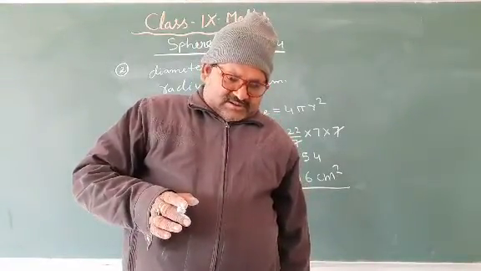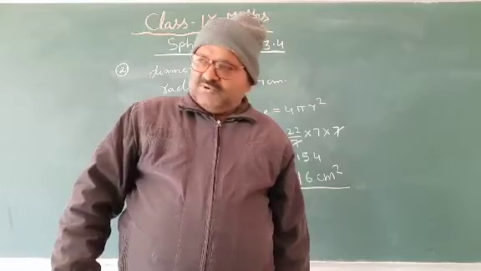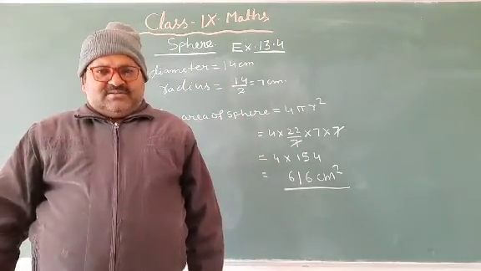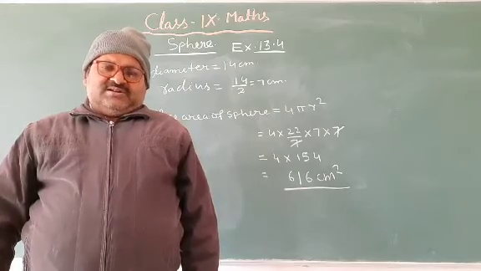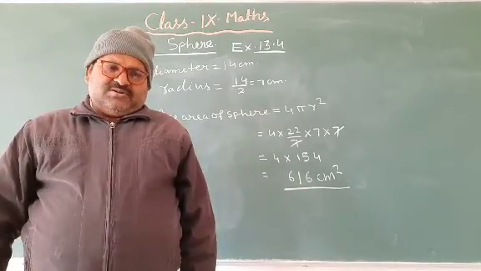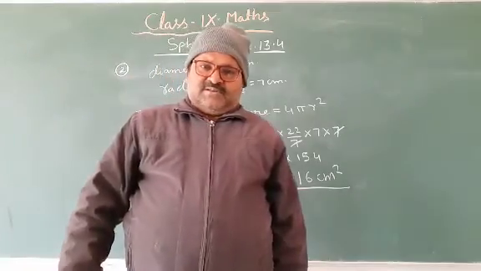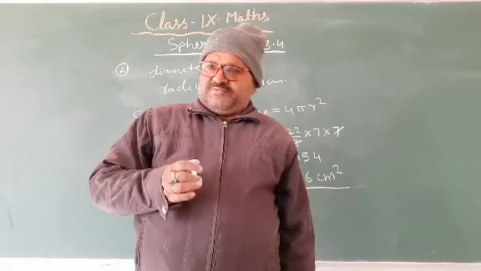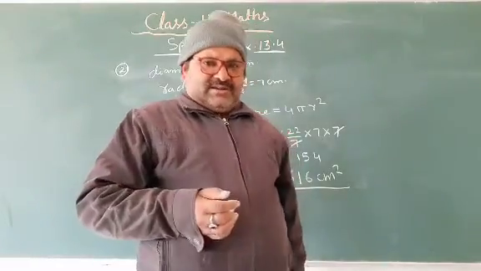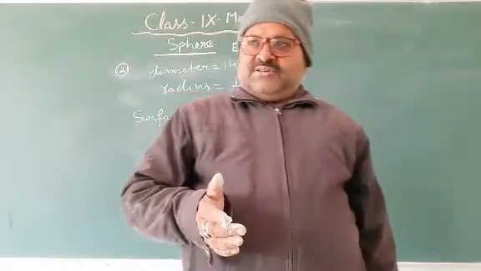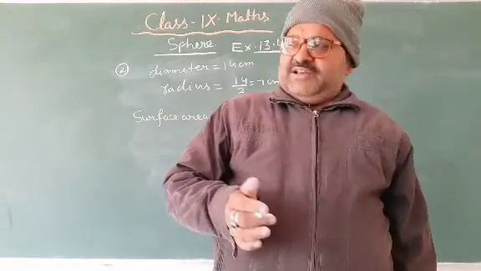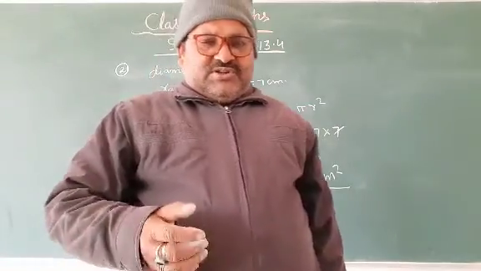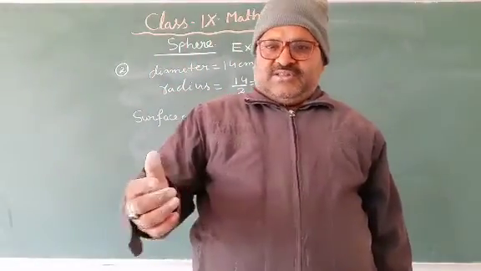Clear? Now question number 3. We find the same curved surface area for the hemisphere. The hemisphere has curved surface area 2 pi r square, and the radius is given. Then you find the curved surface area. So all the remaining questions we solve in the next classes.